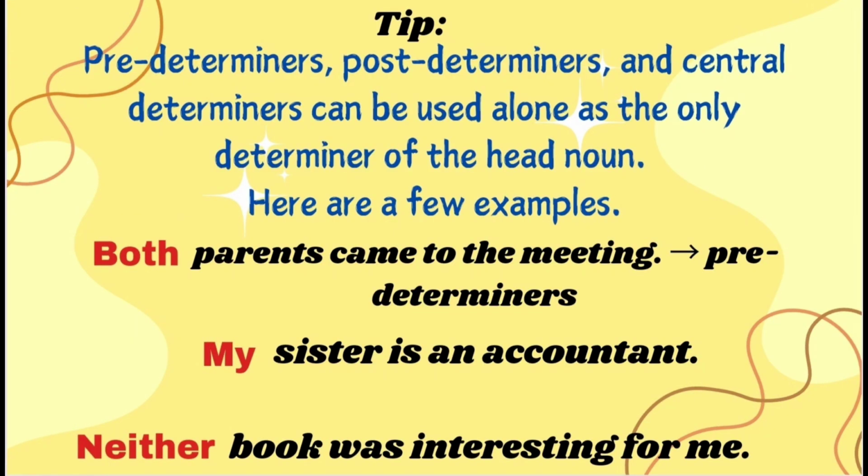Here is an important tip: predeterminers, post determiners, and central determiners can be used alone as the only determiner of the head noun. Here are a few examples. Both parents came to the meeting. My sister is an accountant. Neither book was interesting for me. So all these determiners, both, my, and neither, are used alone in the sentences.